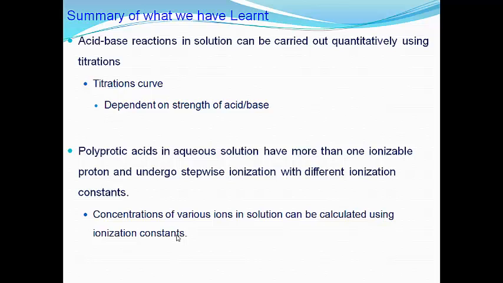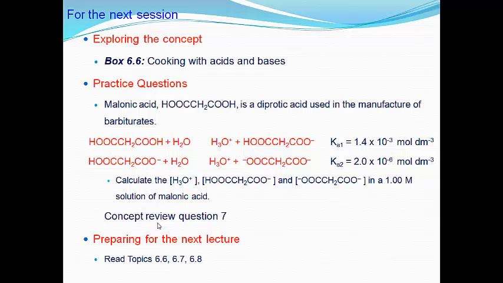We've seen where polyprotic acids in aqueous solutions have more than one ionizable proton, and these acids undergo, as opposed to our monoprotic acids, stepwise ionization with different ionization constants. And we can use these ionization constants to effectively calculate the concentrations of various ions in solution, and that is particularly useful when we're looking at the strengths of acids in solution.